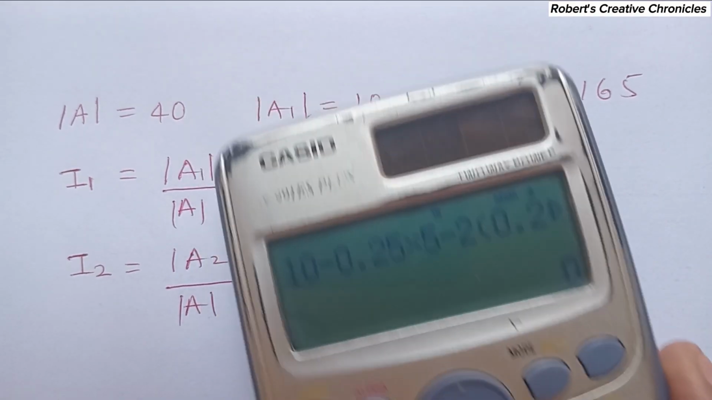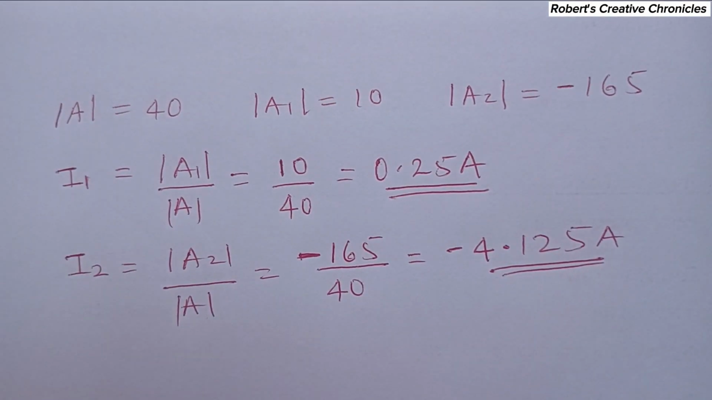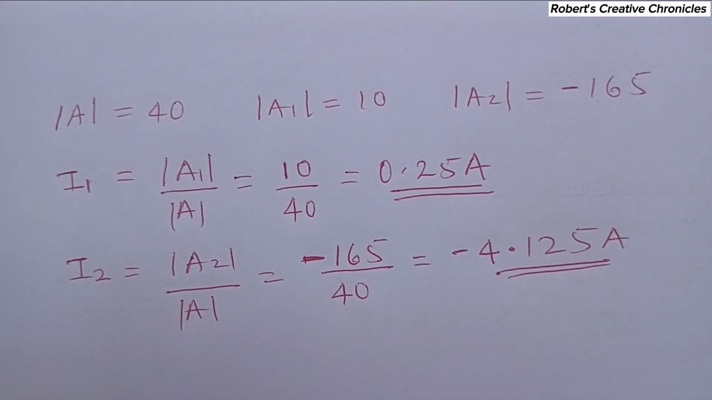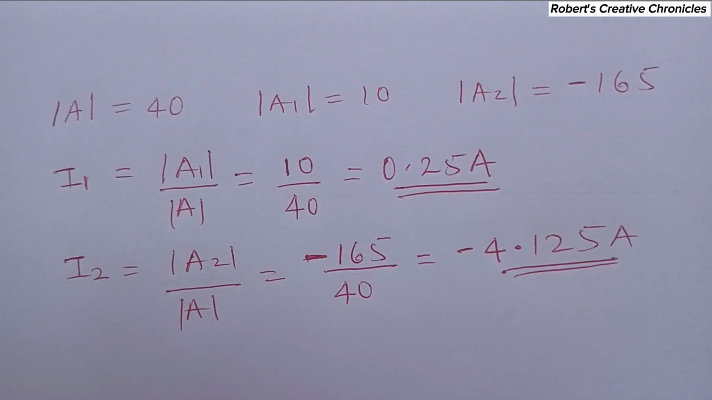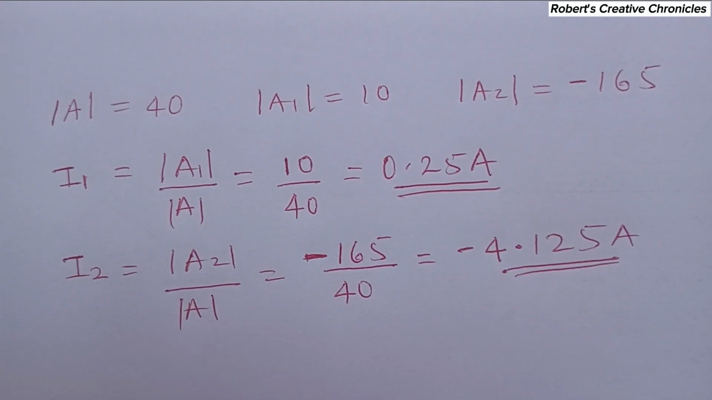So this is all about mesh analysis in this example. Successfully, we have found the mesh current equations for the circuit shown in the figure, and we have also found the currents I1 and I2. I hope you understood this episode.